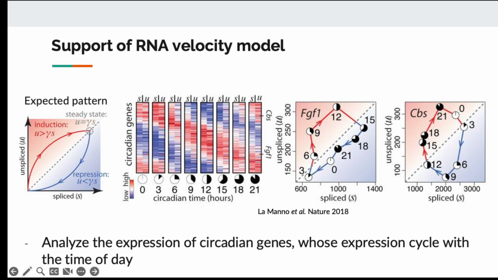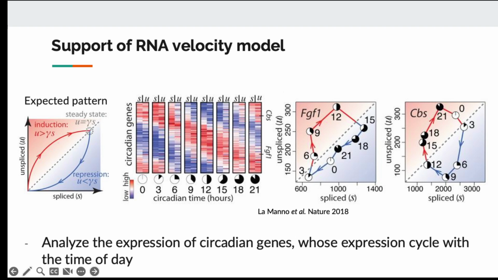So this study looked at the ratio of unspliced and spliced RNA for circadian genes all throughout the day. And they found that if you draw the arrow based on the time of the day, like midnight, 3 a.m., 6 a.m., 9 a.m., noon, 3 p.m., 6 p.m., 9 p.m., for any gene in the circadian rhythm, you see this kind of cycle, depending on when it's activated.